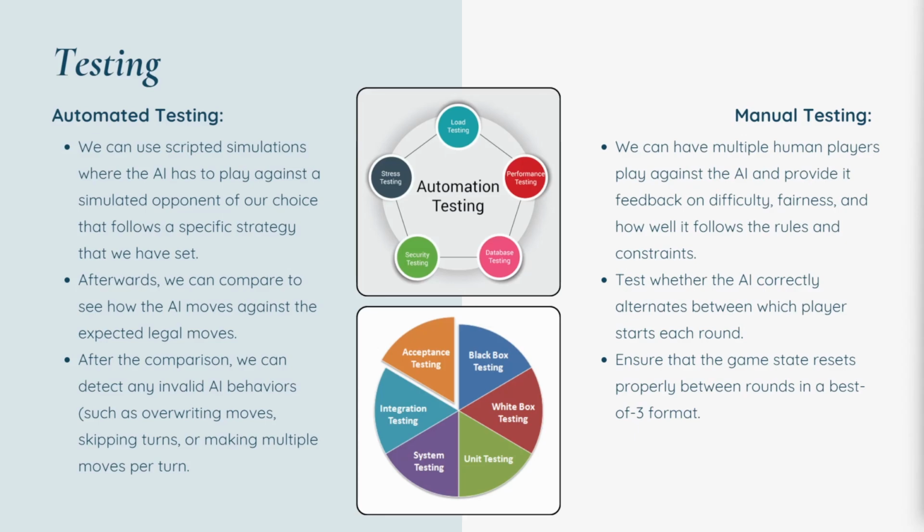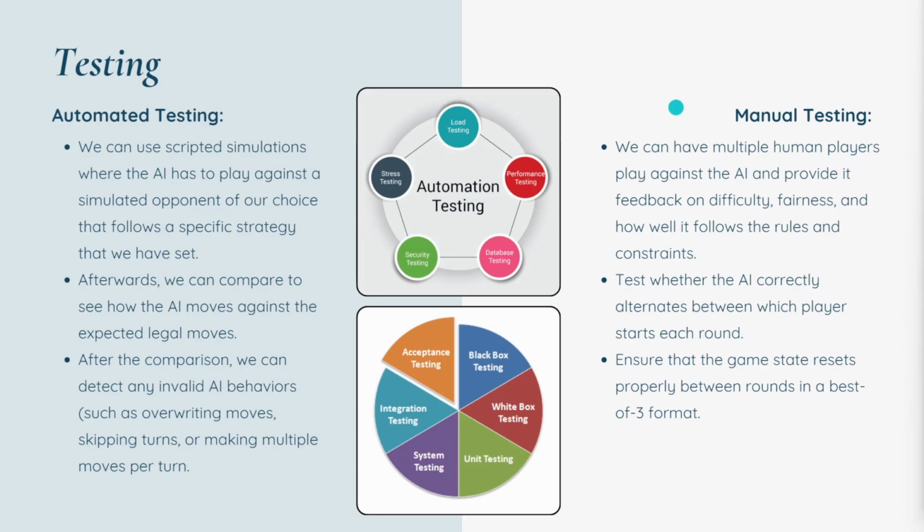Additionally, automated testing allows us to quickly identify major issues. For example, we can detect if the AI is making illegal moves, like overriding an existing symbol, skipping its turn, or even taking multiple moves in a single turn. By automating this process, we can efficiently validate whether the AI consistently adheres to the rules across many test runs.